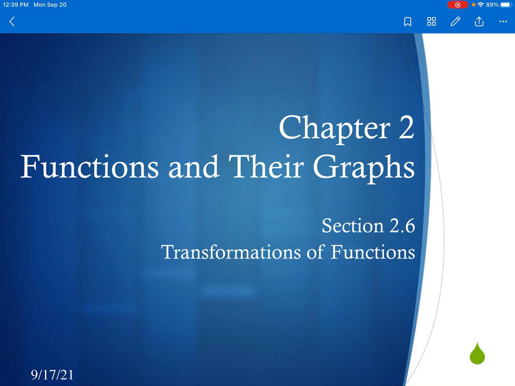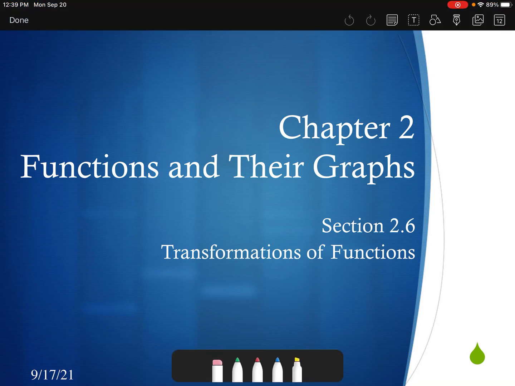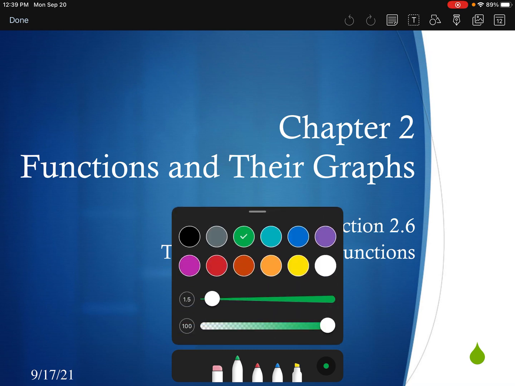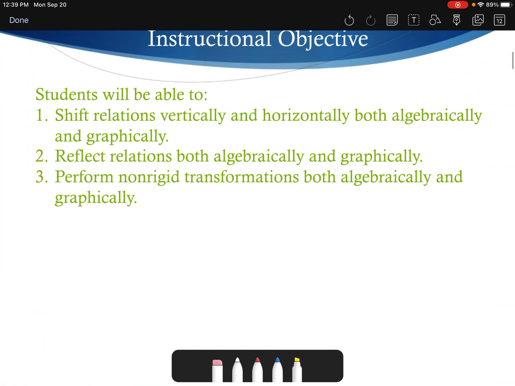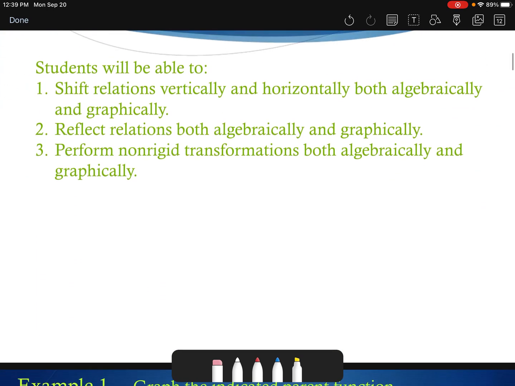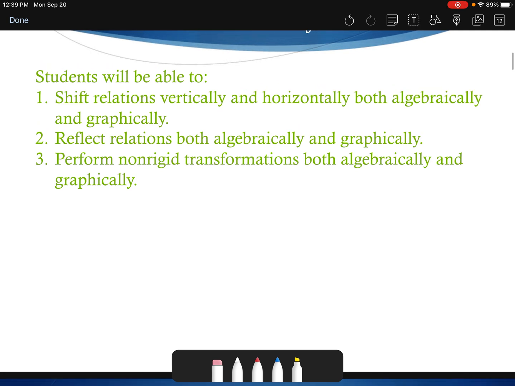Hello, today's lesson is on transformations of functions, section 2.6, and we will be dividing this up into a couple of different sections today. So your assignments will look a little bit different. One day it will be online and the other one will be through WebAssign or a worksheet.